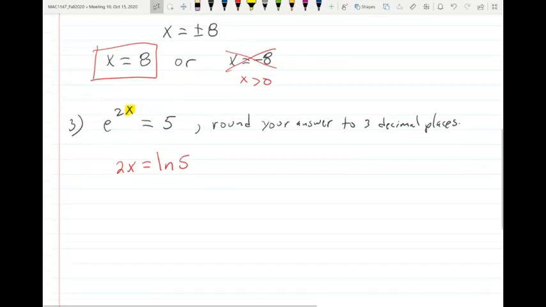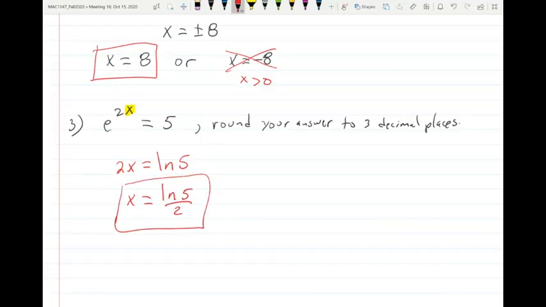Right, and then the rest is very simple, right? So what is x? x is going to be ln of 5 divided by 2. So this right here is the exact answer. Now, if you want to have a feeling what this is, or in this case, we're saying round your answer to 3 decimal places, let's figure out what this number is. But once again, this is the exact answer, ln of 5 over 2. Now, what is this number? Take your calculator and do ln of 5 divided by 2. So we get about 0.805.